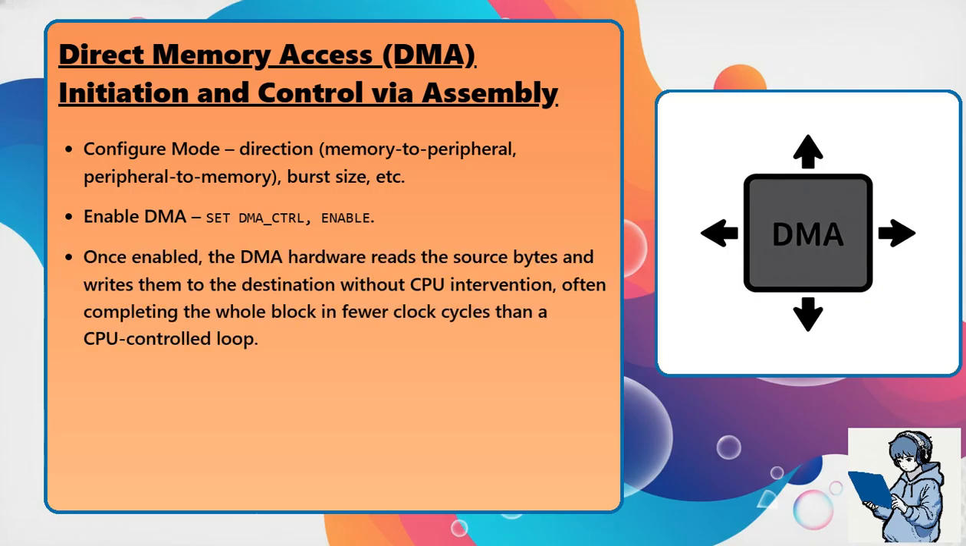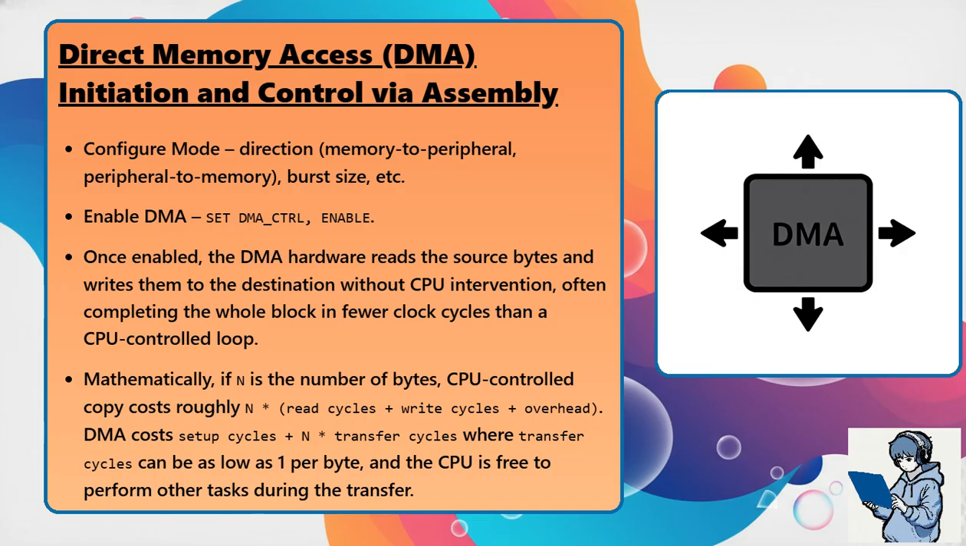Once enabled, the DMA hardware reads the source bytes and writes them to the destination without CPU intervention, often completing the whole block in fewer clock cycles than a CPU-controlled loop. Mathematically, if n is the number of bytes, a CPU-controlled copy costs roughly n multiplied by the sum of read cycles, write cycles, and overhead. DMA costs setup cycles plus n multiplied by transfer cycles, where transfer cycles can be as low as 1 per byte, and the CPU is free to perform other tasks during the transfer.